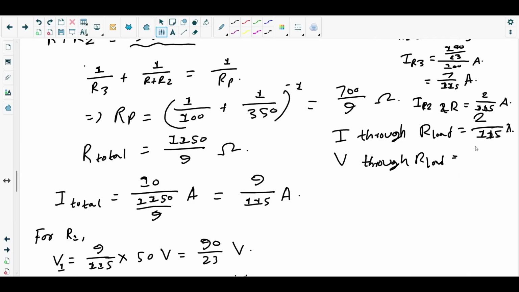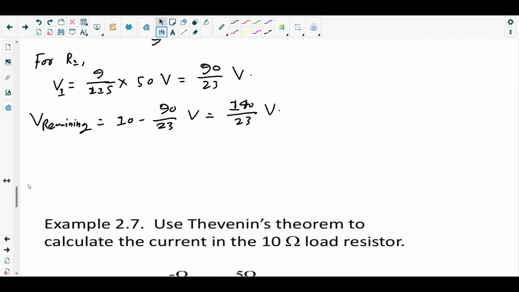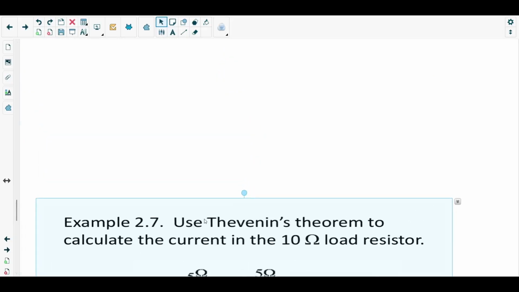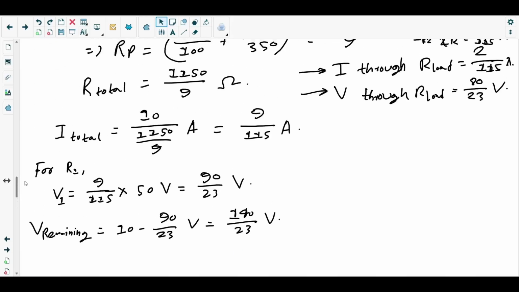So that would give you 80 over 23 amps. Sorry, voltage, volts. We got the current, we got the voltage. These are the most important things we need. Okay. Now we will go to the Thevenin's equivalent circuit. I need more space. I'll drag it down.